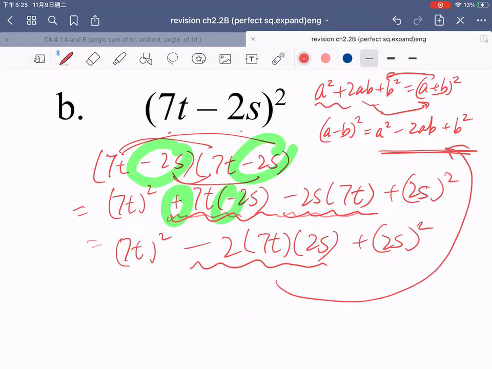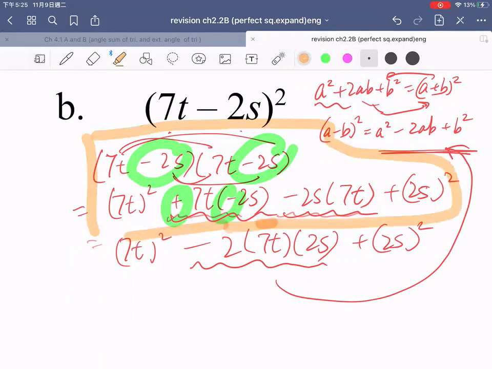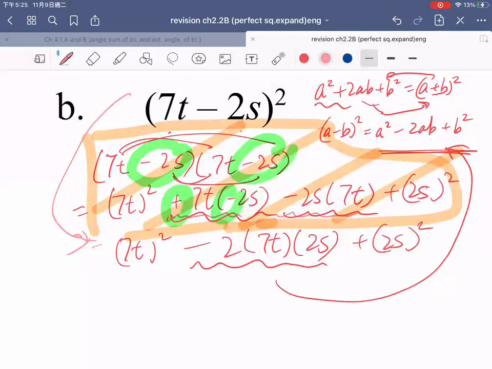So if you can memorize it, it is better. No need to use these two steps anymore. You just have this, go down here. And then you can go 49t squared minus 2 times 7 times 2 gives you 28ts, plus, of course, 2 has to be squared, that is 4, and then s squared. Right, that is your answer.